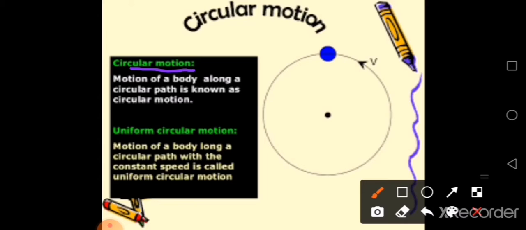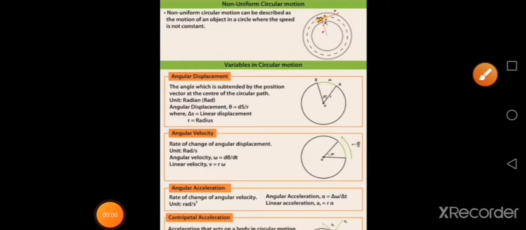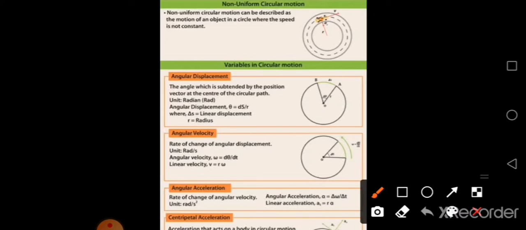The motion of a body along a circular path is known as circular motion, and this motion along a circular path with constant speed you call a uniform circular motion. Non-uniform circular motion you can define as the motion of an object in a circular path where the speed is not constant. So this is what circular motion and uniform and non-uniform circular motion are.